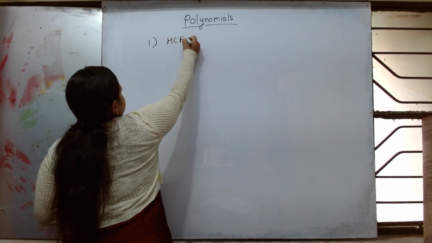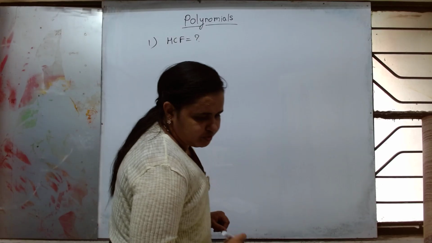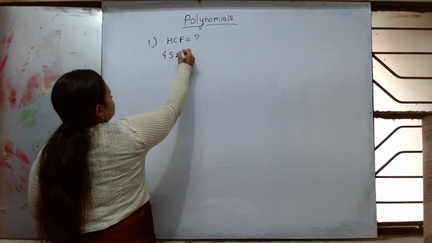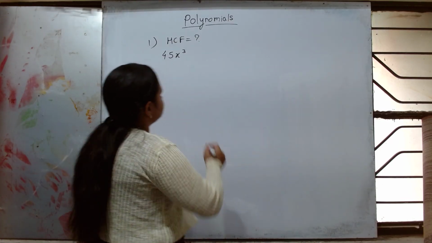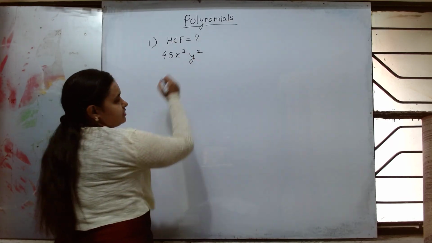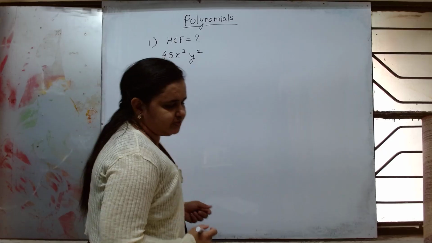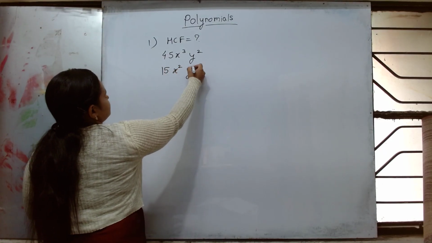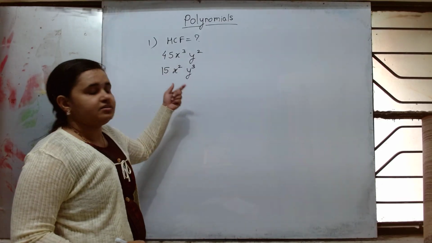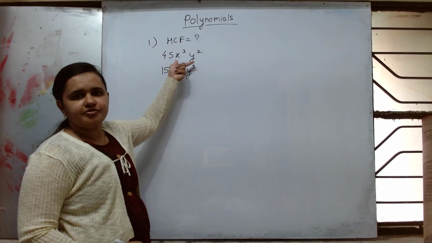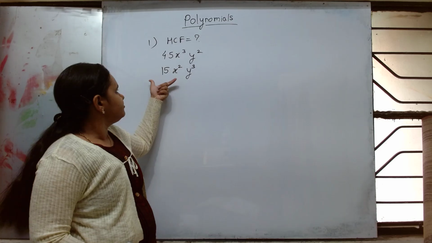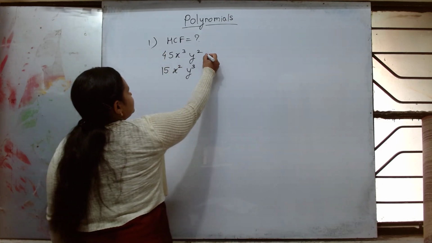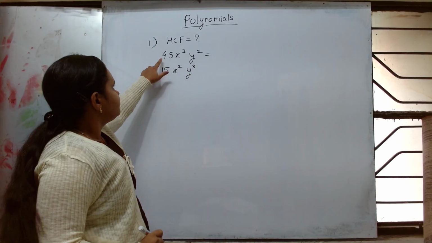We have to find the HCF of two polynomials. The first is 45x cube y square and the second polynomial is given as 15x square y cube. Okay. First polynomial is 45x cube y square, second one is 15x square y cube. We have to find the HCF of this. So first we will find the factors.